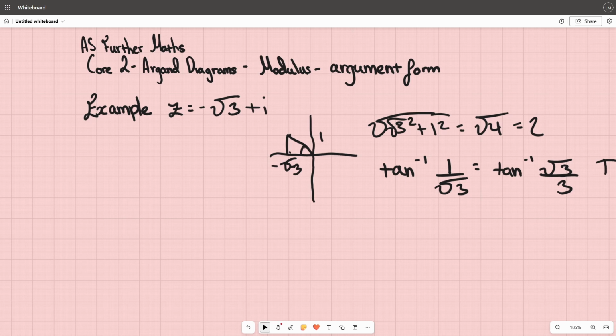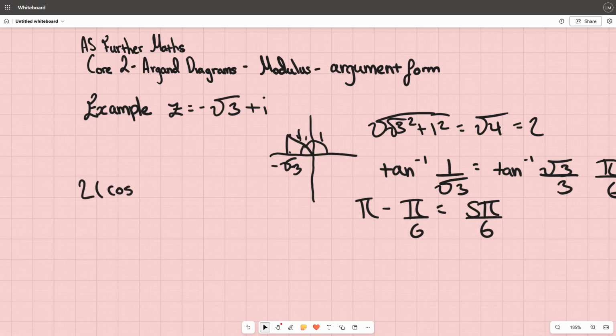And that makes pi over 6. Now we have pi minus pi over 6, because we want the angle with the positive x-axis, and right now we have this angle. That is equal to 5 pi over 6. Now we need to write this in modulus argument form. So we have r, which is 2, brackets cos theta, where theta is 5 pi over 6, plus i sine 5 pi over 6. And that is how you write something in modulus argument form.